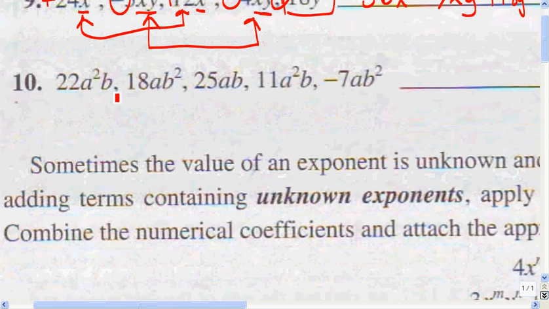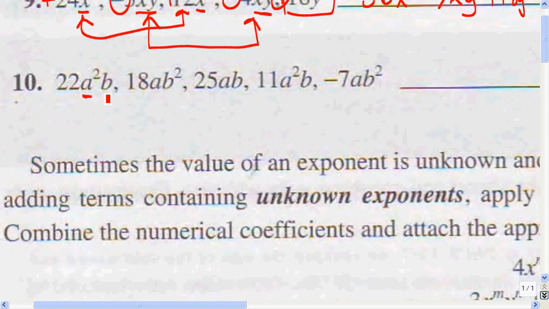Now let's do this one. Now here they're trying to trick you because they give you the same variables, AB and AB, right? But the exponents aren't the same. Okay? Like for instance, these two are not like terms. Why? Well, because the exponents are different. See, the exponent for the a's are different. You've got a squared here and a here. No, it's not a squared, it's just a.